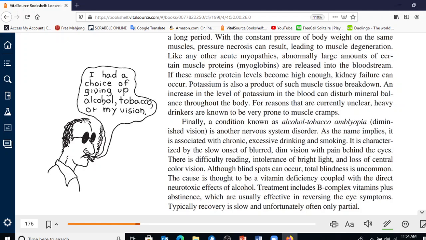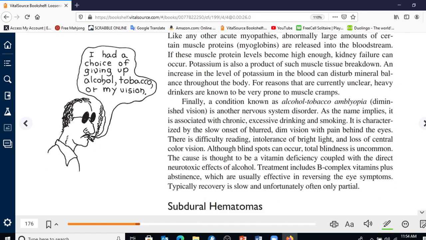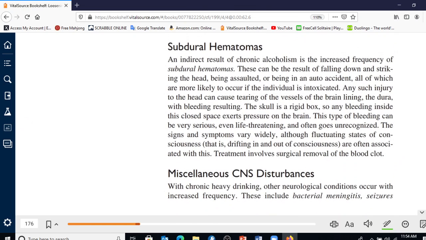because it's a painful and extremely annoying condition. And then you have vision problems such as alcohol tobacco amblyopia, which is diminished vision from the combination of drugs messing with potassium levels in the blood, etc. It is characterized by the onset of blurred, dim vision, pain behind your eyes, difficulty reading, intolerance of bright lights, etc. This can be reversed too with thiamine treatment.